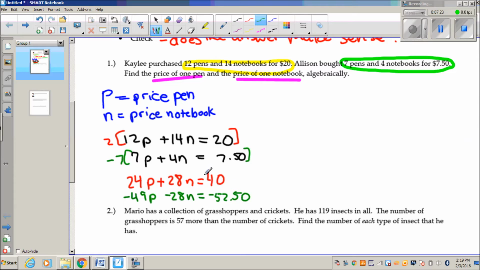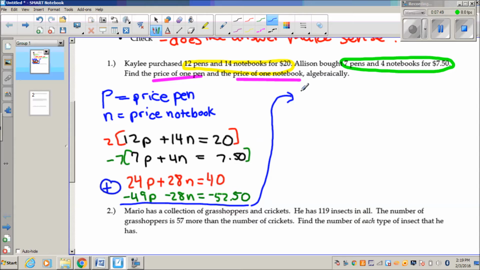So now this is exactly what I wanted, because now my coefficients are opposites. So now that they're opposites, I can add these two together to eliminate the n variable. I'm going to add these two equations together, and I'm going to do that right up here. I'm going to put my answer up here. I'm going to try to be neat about this.